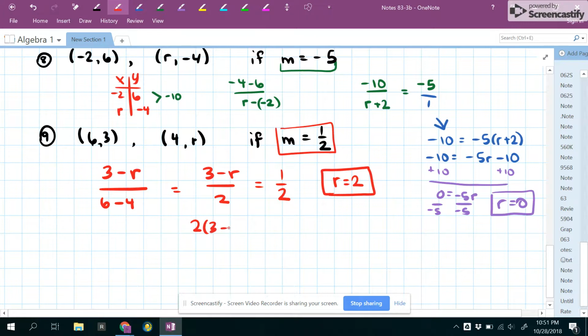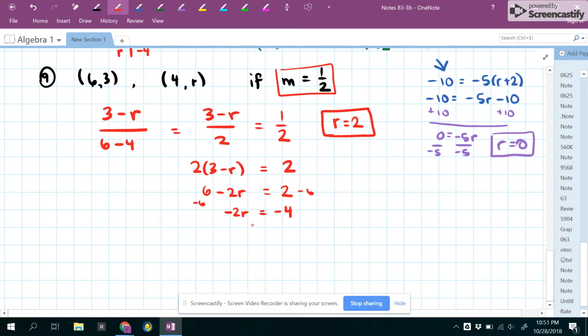2 times 3 minus r equals 2 times 1. You could choose to distribute or divide. I like distributing. So 6 minus 2r equals 2. Subtract the 6. -2r equals -4. And finally, divide by -2. And you still get r equals 2.